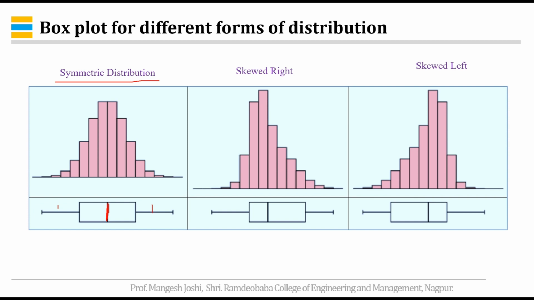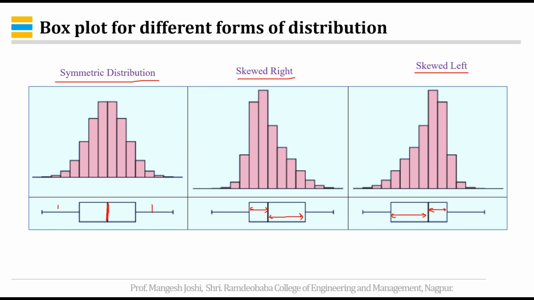Now in the second case, that is the skewed right case, you can see that this length is less than the right part of the box. So this indicates the distribution is skewed right. In the third case, that is the skewed left distribution, you can see that the left portion of the box is larger than the right portion of the box, which indicates that it is a skewed left distribution.